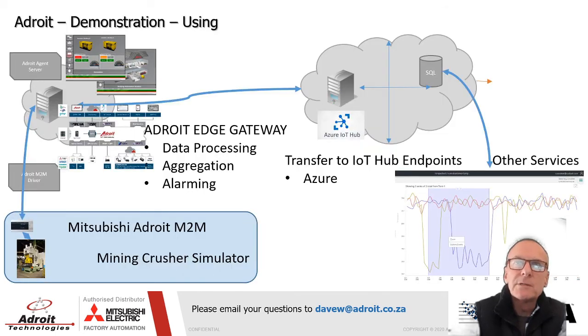So just by way of an example, we are going to show a demonstration where we have a mining crusher simulator, which has implemented our machine-to-machine protocol for remote monitoring. It's sending out data into the Adroit, into a cloud. We've got an Adroit sitting in the cloud, and then we are using our Edge Gateway capability, where we are taking those values that are coming in from the field and squirting it directly into the Azure IoT Hub.